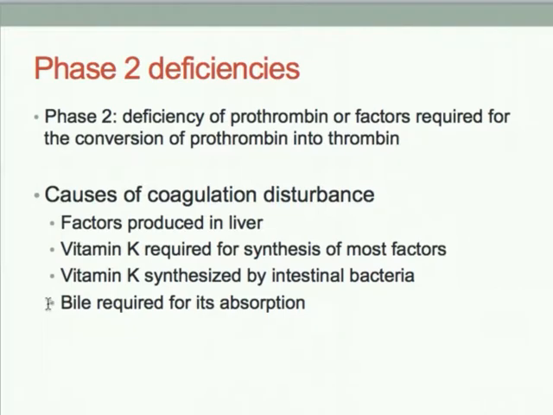The final thing, liver related, is that bile needs to be created for vitamin K to be adequately absorbed. If the liver is damaged, it won't be making bile. If there is a blockage in the bile duct, like by a gallstone or a tumor, and there's no bile outflow, vitamin K can't be absorbed from the intestines into the bloodstream. So phase 2 really just requires a healthy liver and then the adequate intake of vitamin K.